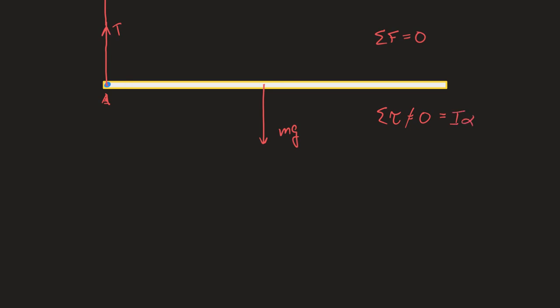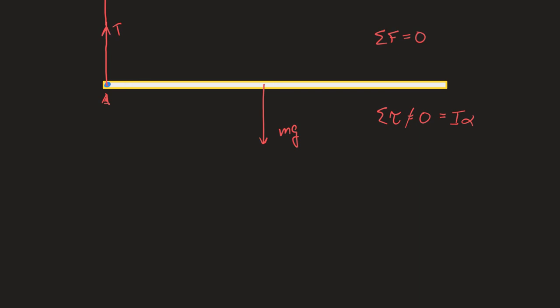The meter stick will begin an angular acceleration, but the center of mass and the meter stick as a whole doesn't have a translational acceleration. Meaning the meter stick won't fall to the ground, it'll begin to rotate about its pivot point.